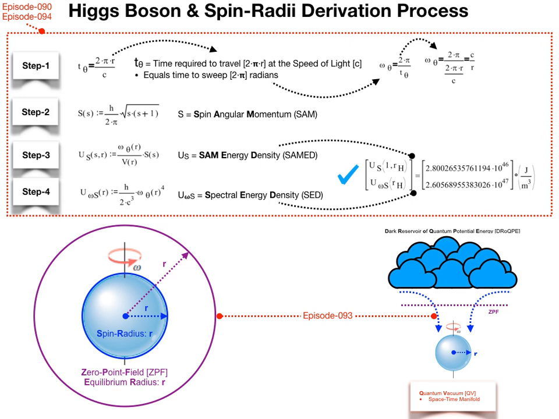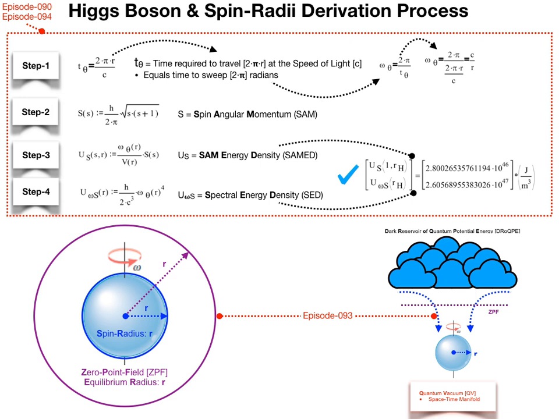I will also take a moment to emphasise that we have executed a quality assurance check appearing on the right hand side of the slide. The purpose of this was to ensure that steps 3 and 4 produced the correct dimensional units. Viewers may disregard the actual numerical results. They are not required going forward. In the lower half of the slide, you see a generalised depiction of particulate matter. This is an excerpt from episode 93, which visually communicates spin radius, zero-point field equilibrium radius, the dark reservoir of quantum potential energy, and the origin of spin angular momentum. We will explore these concepts more on the next slide, which is also taken from episode 93.